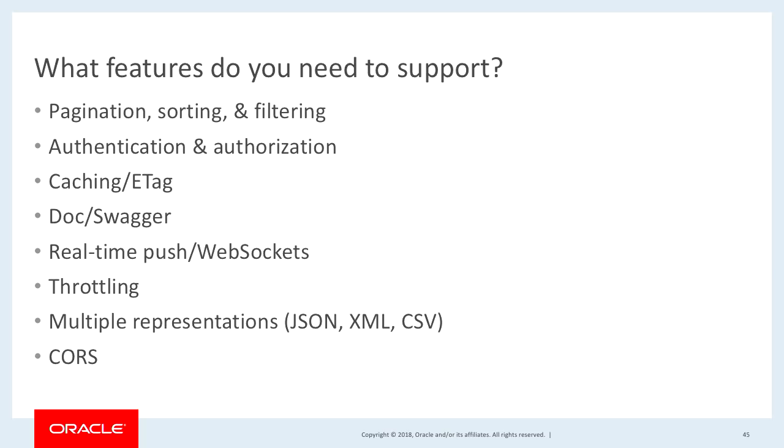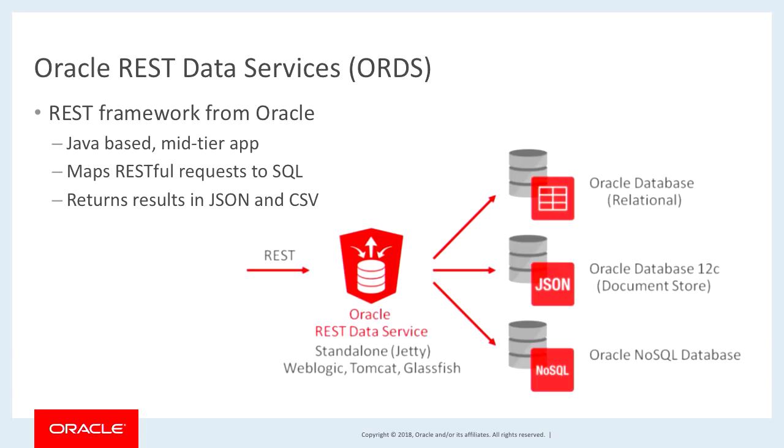There are all kinds of features you can build into REST APIs. So if you do take the roll your own approach, you will be working quite a bit to get that done. Pagination, sorting, and filtering is kind of like the bare minimum that any REST API is going to need to support. But of course, there are many other features. One of the great things about using a framework is that you often get all of these features out of the box. So this is where ORDS comes in.